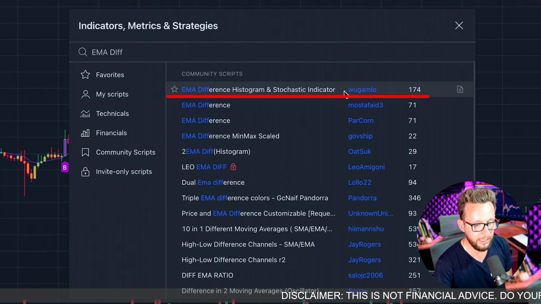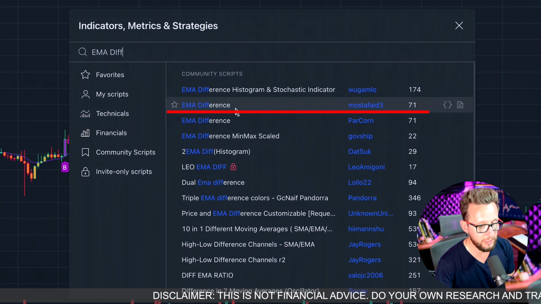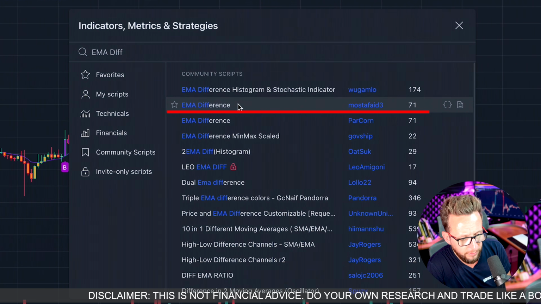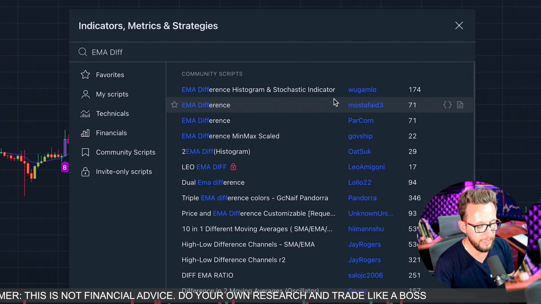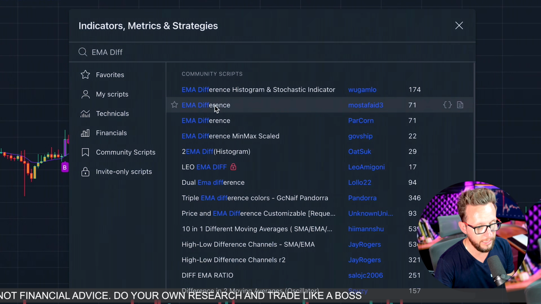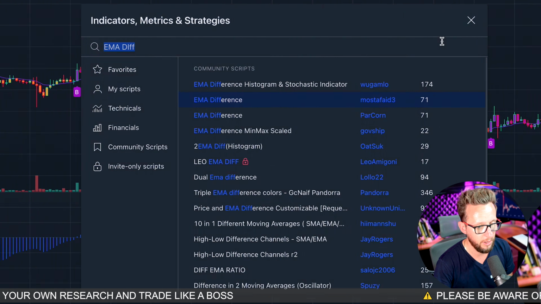Now, inside this one, it isn't an open source difference, but this one here, which is the second one, which is by Mustafa, the 3, is actually open source. They're exactly the same indicator, so I'm going to be using the second one here so we can actually delve a bit deeper into the actual trading strategy. We're going to add it here.